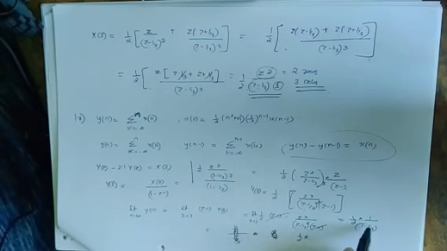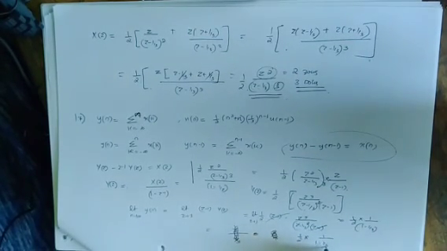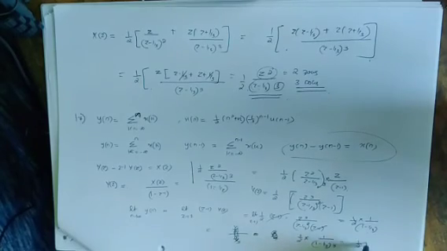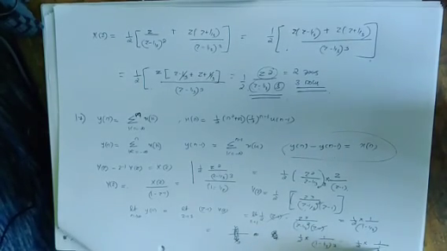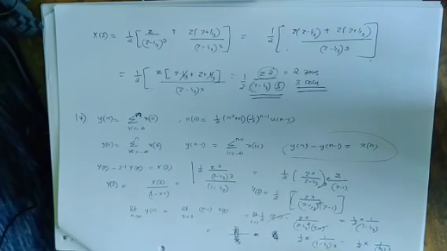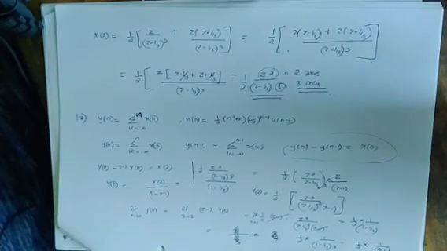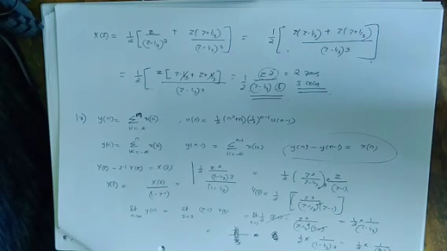One by 2 into 1 divided by 1 minus 1 by 3 the whole cube, which is equal to 1 by 2 into 1 divided by 2 by 3 the whole cube, which is equal to 27 divided by 8. That is 27 divided by 16. That is the answer. Okay.